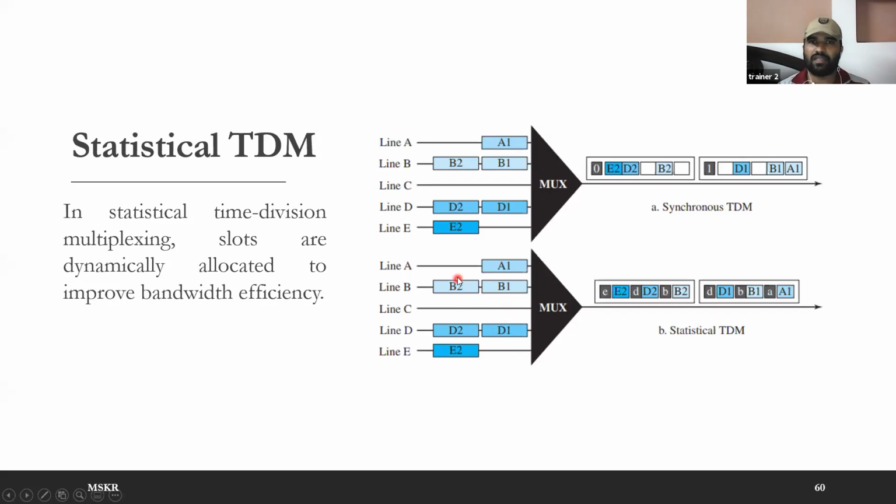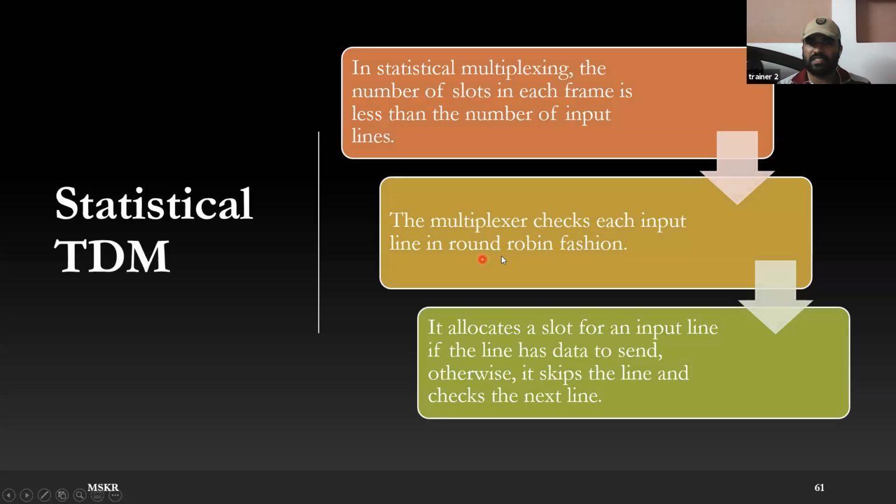If E is not there, next A's data. If A is not there, next B's data. Okay, then if C is not there, D data, E data. So this order will be followed: A, B, C, D, E, A, B, C, D. That order will always be followed, normal statistical TDM. So that is called round robin fashion. Okay, so this is the second point.